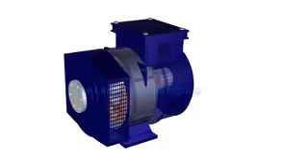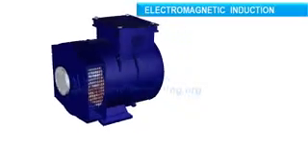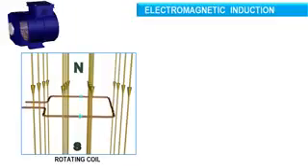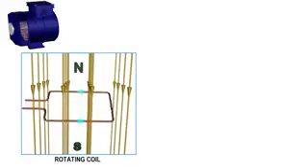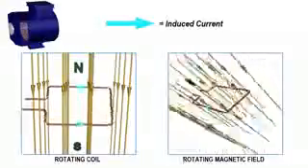Electricity is produced in alternators by electromagnetic induction. To generate electricity in a coil, either the coil should rotate with respect to a magnetic field, or a magnetic field should rotate with respect to the coil. In the case of an alternator, the latter approach is used.